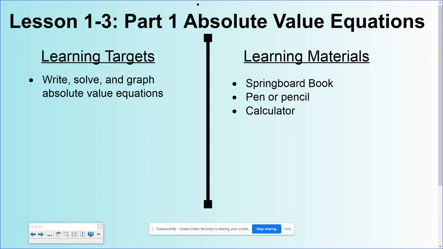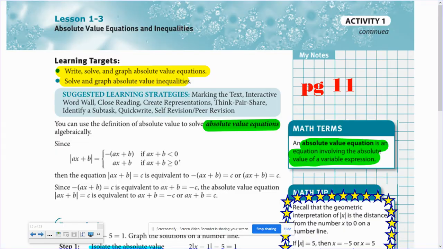So what you're going to need today is your Springboard book, pen or pencil, and if you need a calculator nearby, make sure you have one because we are doing a little bit of solving today, so it could be useful for you. Okay, so absolute value, if you remember, is the symbols that have the straight bars, so they show it right here, with the straight bar on both sides.